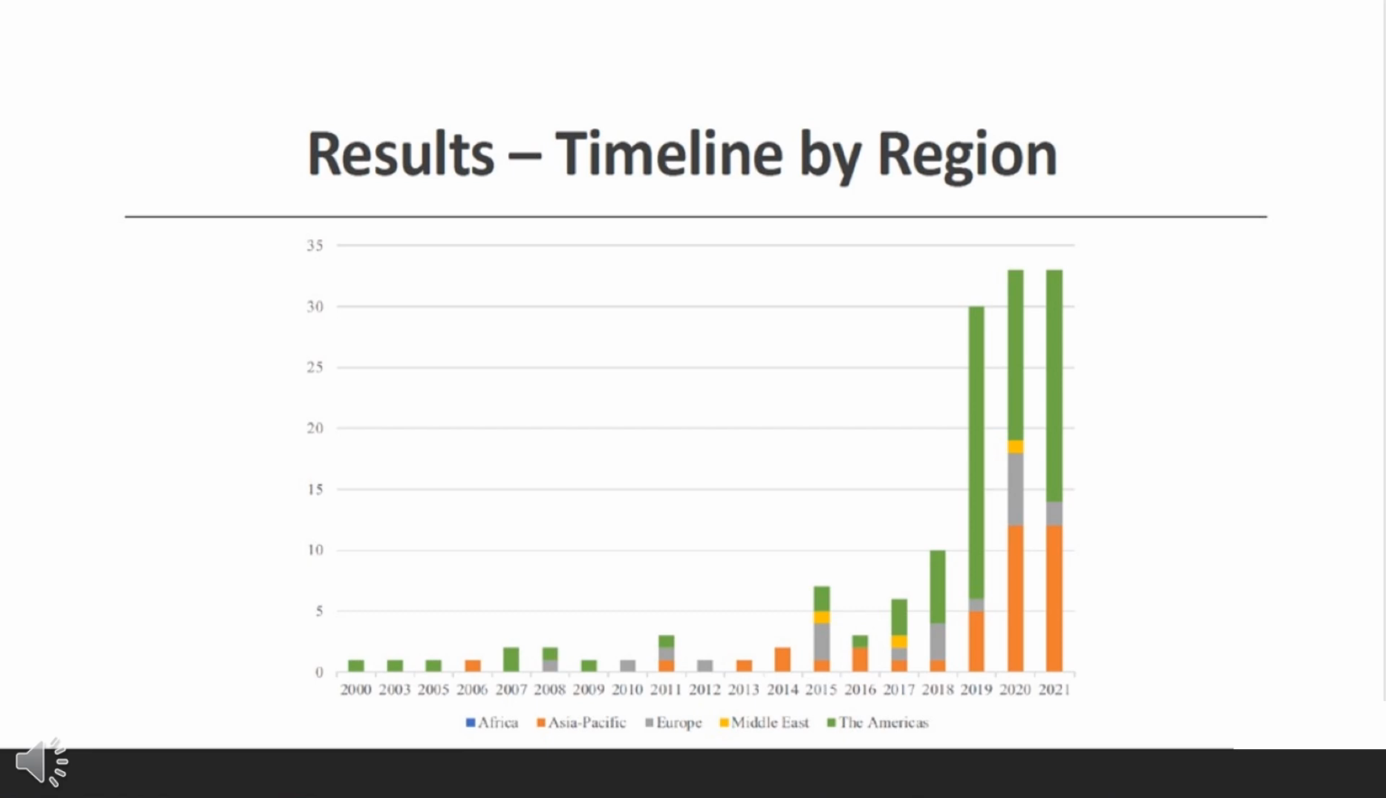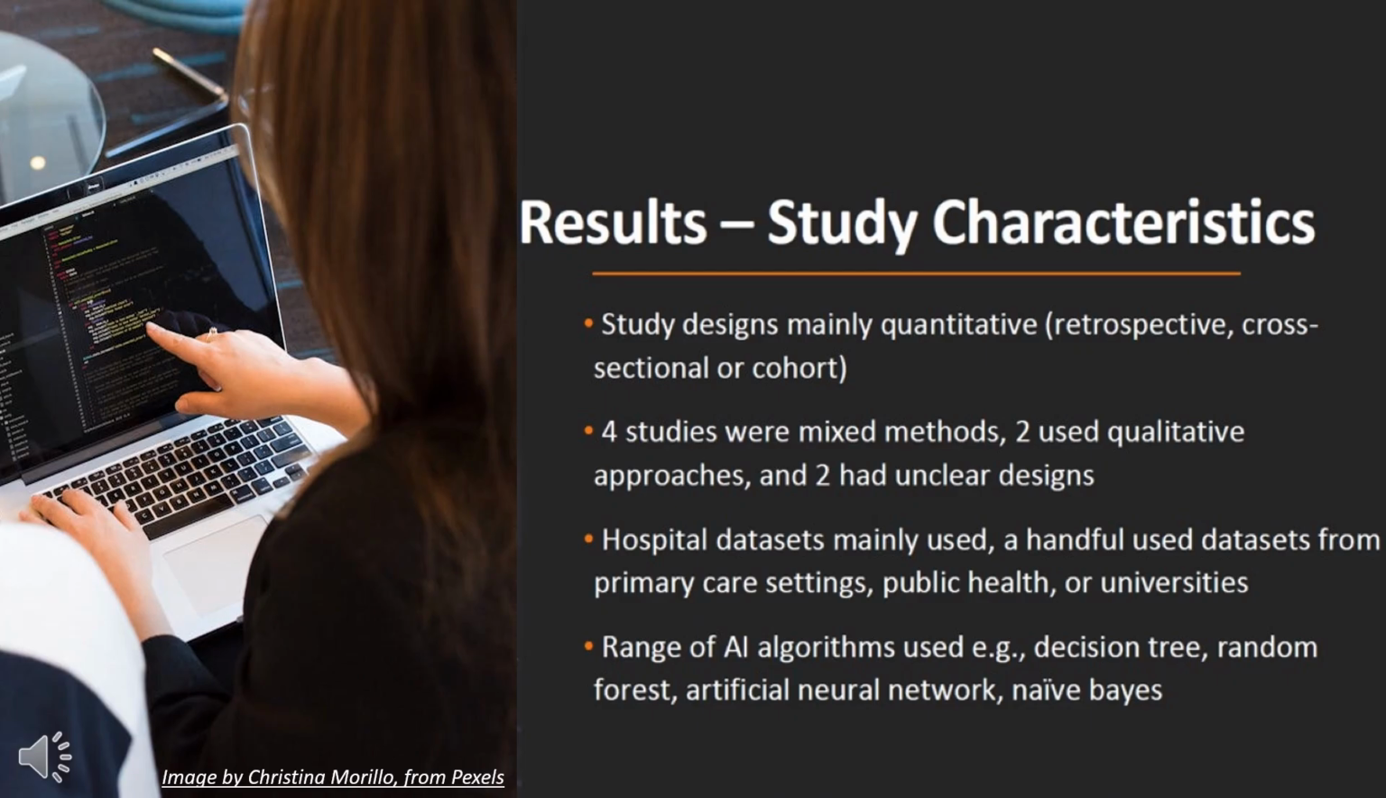The study designs were primarily quantitative in nature, using retrospective cross-sectional or cohort designs, but a few studies did use mixed methods or qualitative approaches. Datasets from electronic health records in hospitals were most commonly used, with a few using community-based datasets from care homes, universities or home care settings. The most common algorithms were things like decision trees, random forests, neural networks, but there were many more algorithms reported because there's a lot of computational techniques in AI.